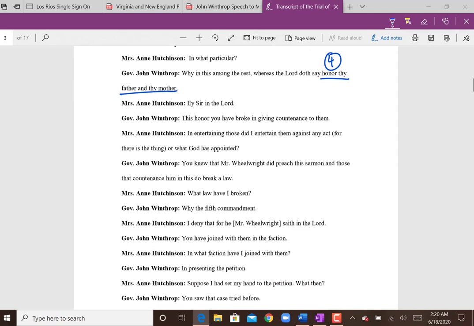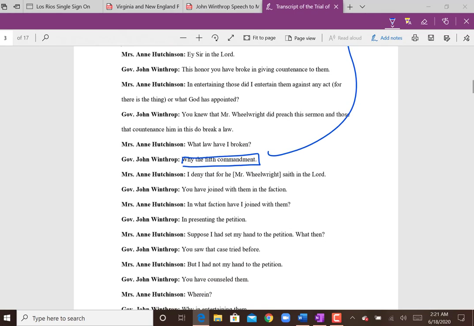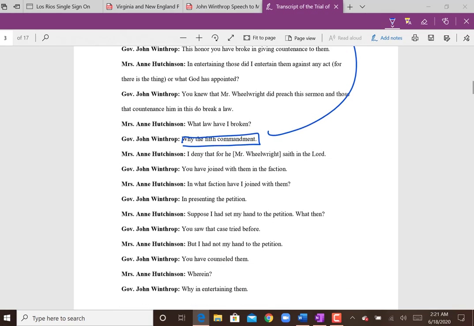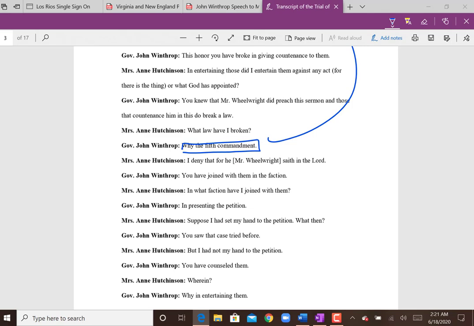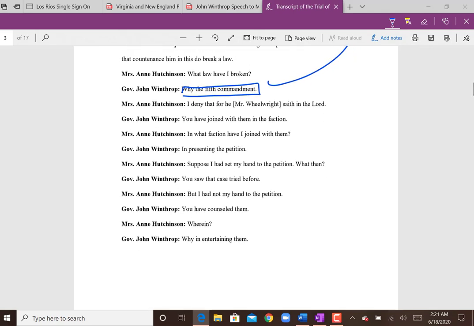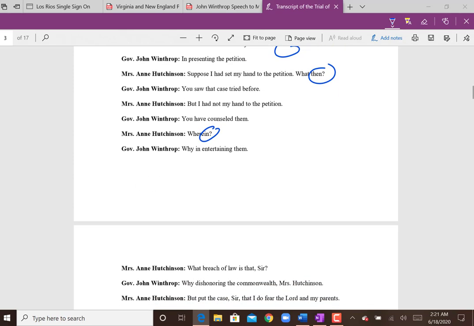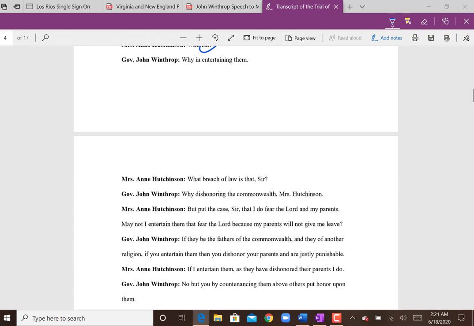And then he's like, what law have I broken? So then why the fifth commandment? Which goes up to that. And she says, I deny that. And then it goes on, you've the petition council. So she just keeps asking questions, right? Question, question, question. Everything he says, she questions. And then again, what breach of law, sir? Why, dishonoring the commonwealth, Miss Hutchinson?